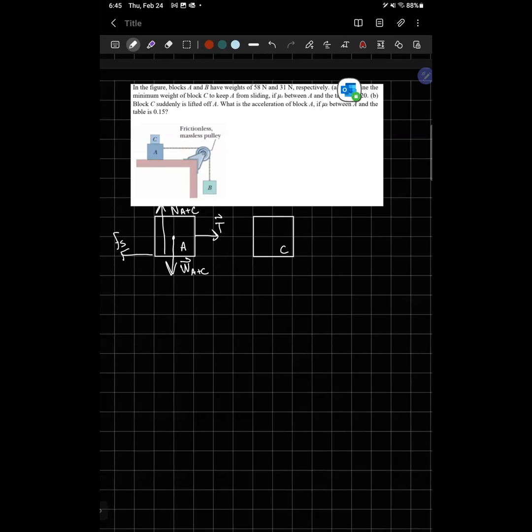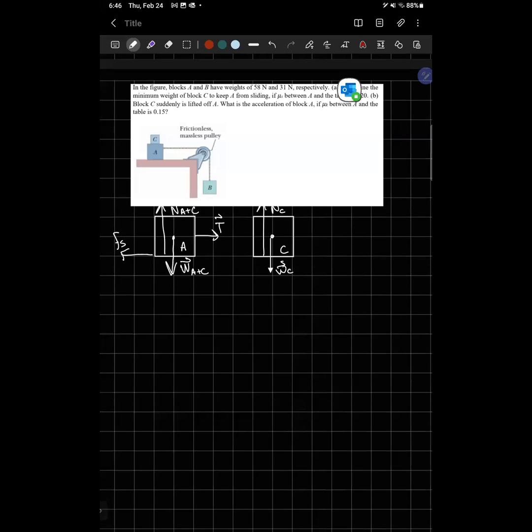And what is that gonna look like? It should be weight and then normal force. Weight, normal force? No. The normal force.